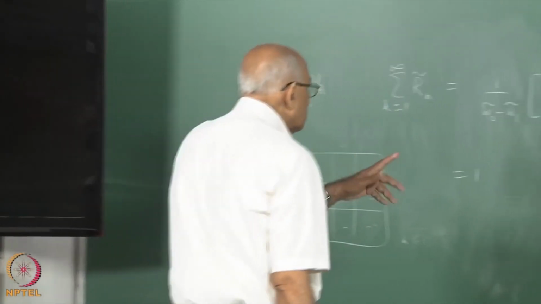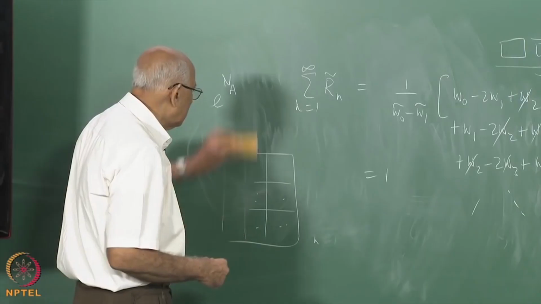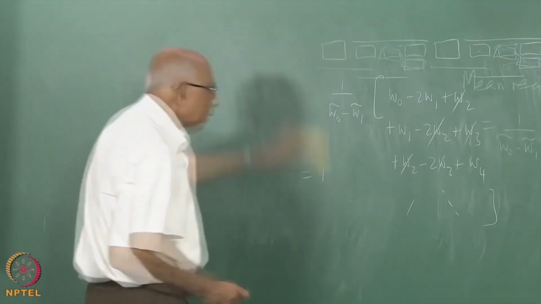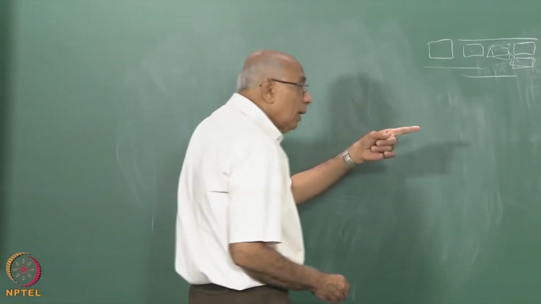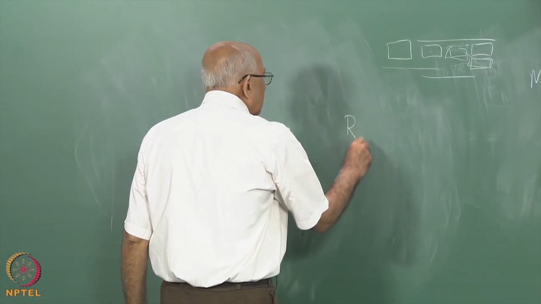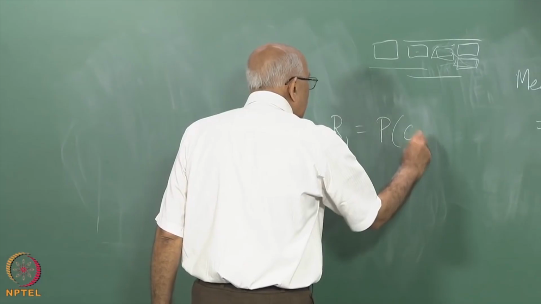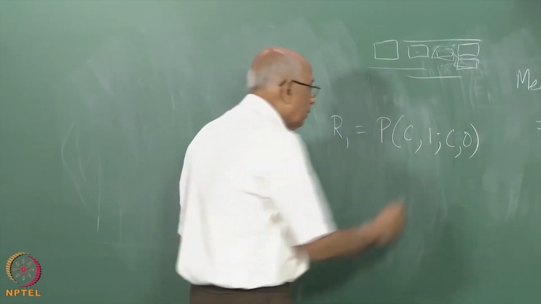The reason this flaw was already noticed by Smoluchowski way back in 1916, and he proposed a modification to Poincaré which goes like this. The physical idea is the following: we included in recurrence R1. Okay. This corresponded to P of C1 C0 given.